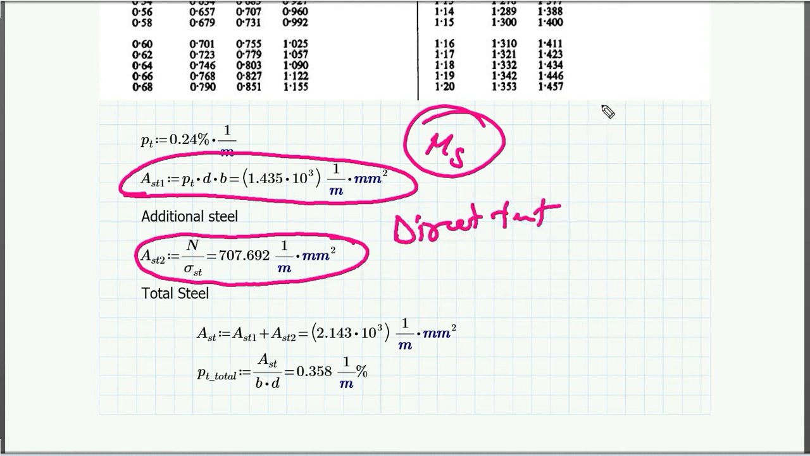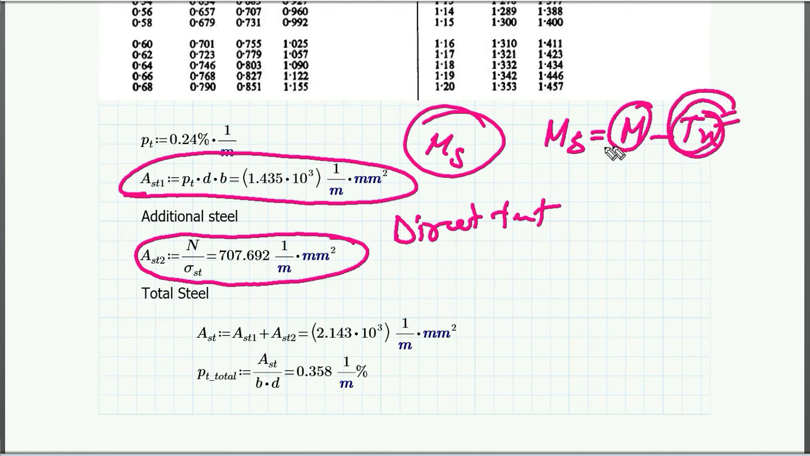Okay, because we have defined that Ms is equal to M minus Tx. Whatever moment is there, we have subtracted the tension moment, whatever will develop because of the tension force. So what then we will get is Ms. For Ms we have found out the steel, as well as there is direct tension.